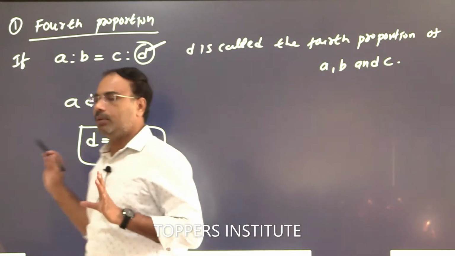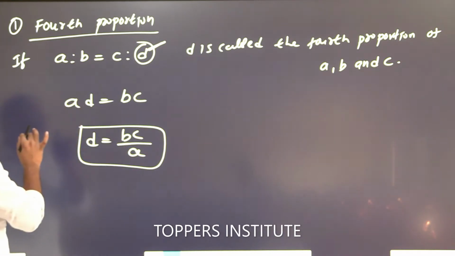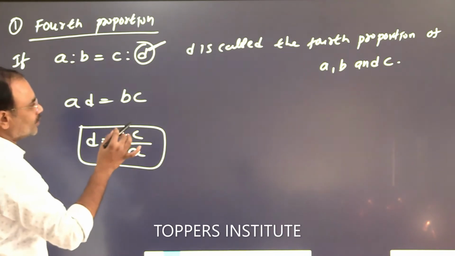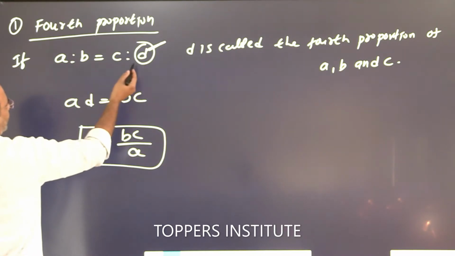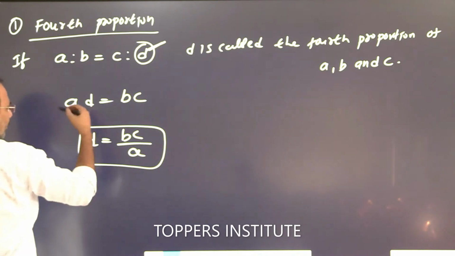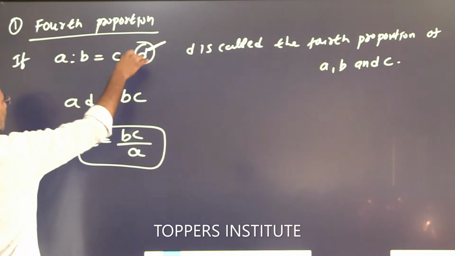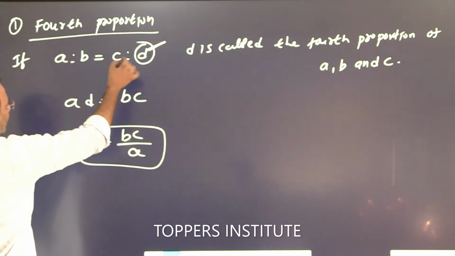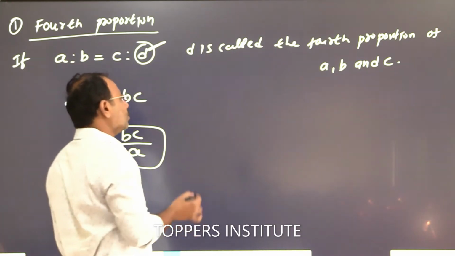So simple ga emi ledhu ikkada manaku definition, fourth proportion definition. If A is to B is equal to C is to D, then D is called fourth proportion of ABC. If two ratios are equal, then we can use proportional theorem, that is product of extremes is equal to product of means. According to proportional theorem, I did write AD is equal to BC and D is equal to BC by A.